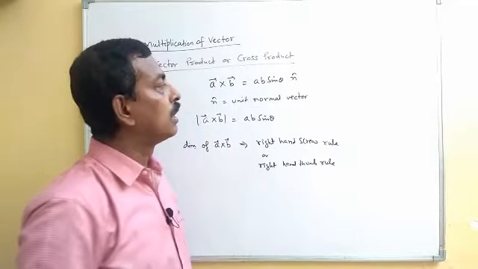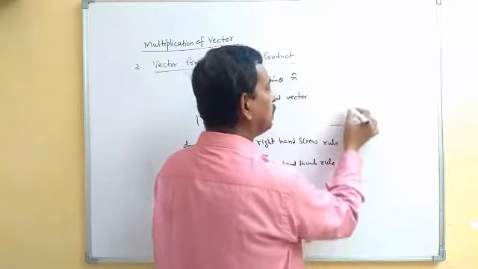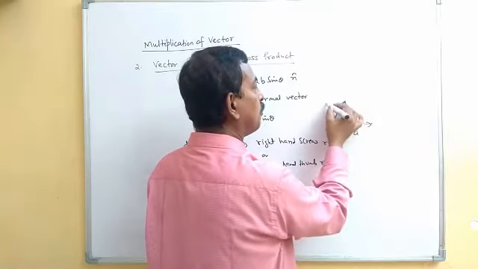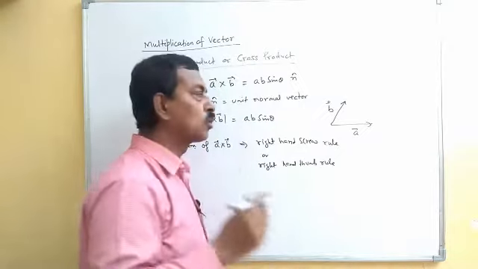Here, suppose you have been given the vectors A and vector B. Okay. And we want to find cross product of this.